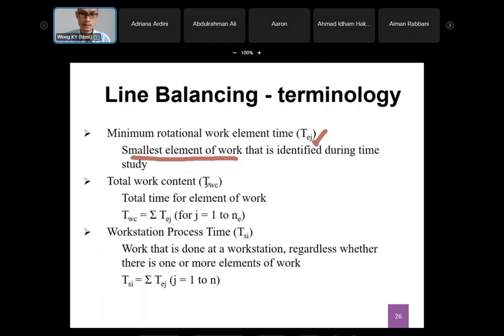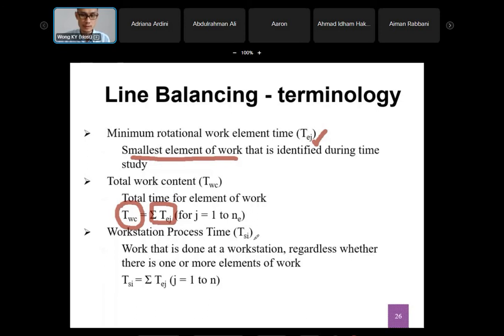Another symbol you have to understand is total work content, TWC. Total work content is the total time of all the work elements. If you total up all the time for all the work elements, you get the total time for the work content. So in short, we just call it total work content. It is the total time of the entire work content.